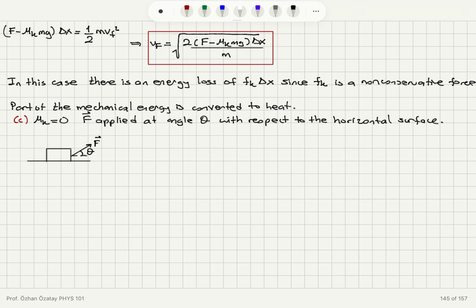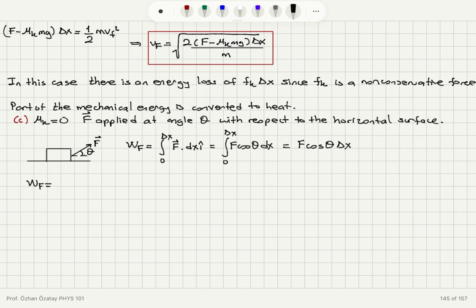One more modification. Now we're back to zero friction, but the force is applied at an angle theta with respect to the horizontal surface. What would be the answer in this case? Well, the work done by this force is the integral from 0 to delta x of the force dot product with displacement dx i hat, which is the integral from 0 to delta x of F cosine theta dx. This is a constant force, so it comes out of the integral with the constant angle. So F cosine theta delta x.